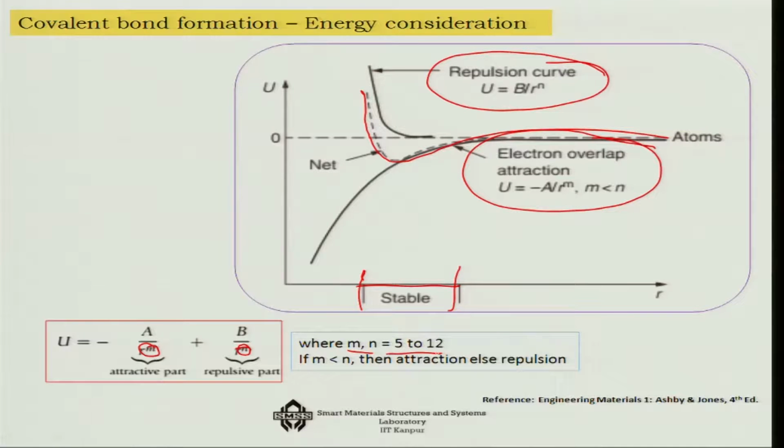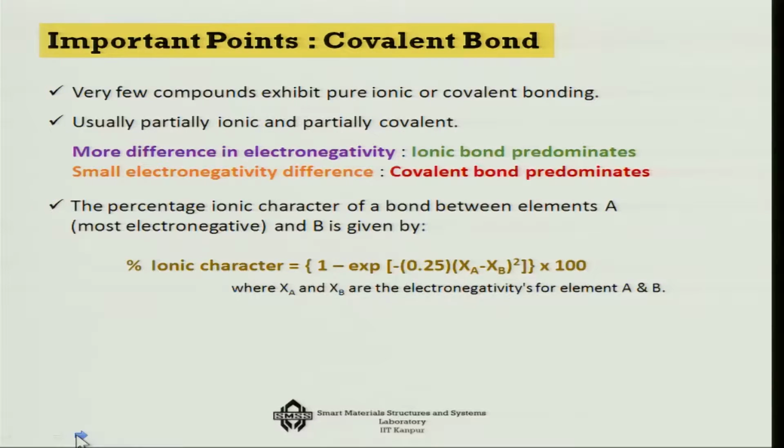So, when m is less than n, the attraction prevails, and when m is greater than n, the repulsion prevails. That is how the combination of attraction and repulsion creates a stable bonding. The important point then about covalent bonds is that very few compounds exhibit pure ionic or covalent bonding. That is why you will always get a mix of it, and usually you will get partially ionic or partially covalent bonding.